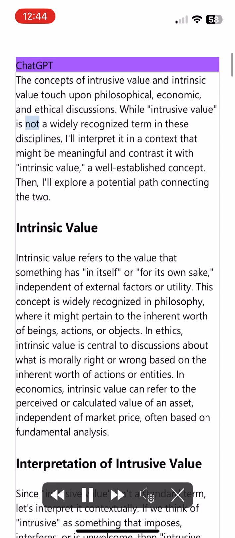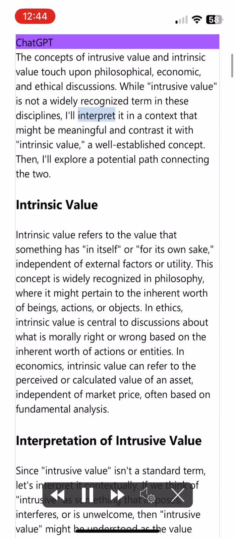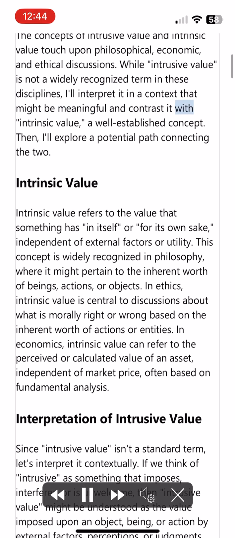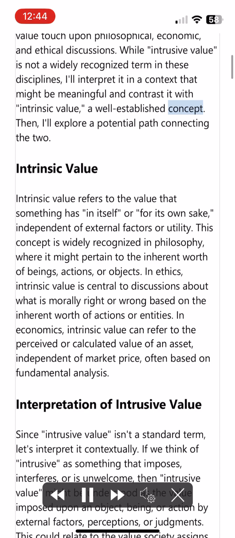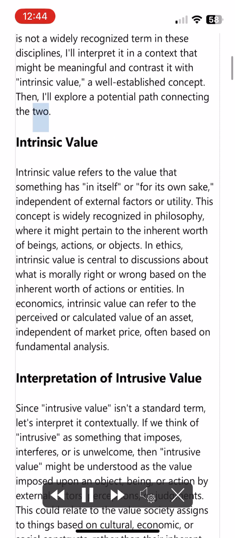While intrusive value is not a widely recognized term in these disciplines, I'll interpret it in a context that might be meaningful and contrast it with intrinsic value, a well-established concept. Then, I'll explore a potential path connecting the two.